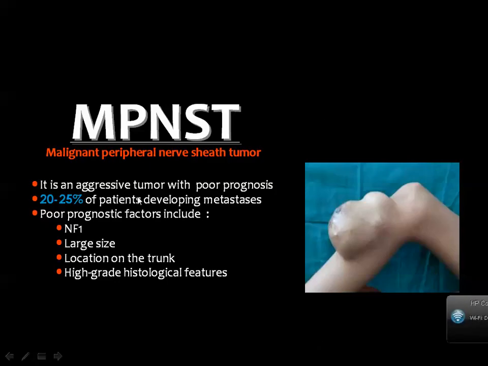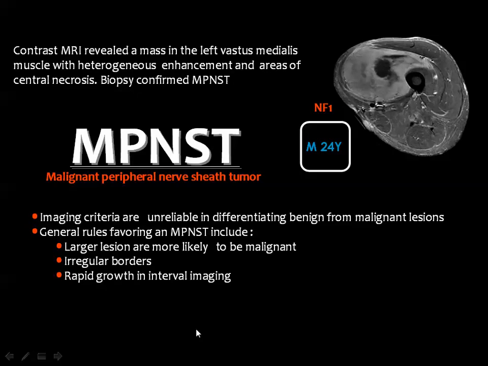This malignant peripheral nerve sheath tumor is an aggressive one with poor prognosis, and patients develop metastasis in about 20-25% of the cases. Poor prognostic factors include the presence of neurofibromatosis type 1, large size of the tumor, tumor in the trunk, and high-grade histologic features. This patient, 24 years old with neurofibromatosis type 1, has a big mass in the thigh with heterogeneous post-contrast enhancement and pathologically proved to be malignant peripheral nerve sheath tumor.